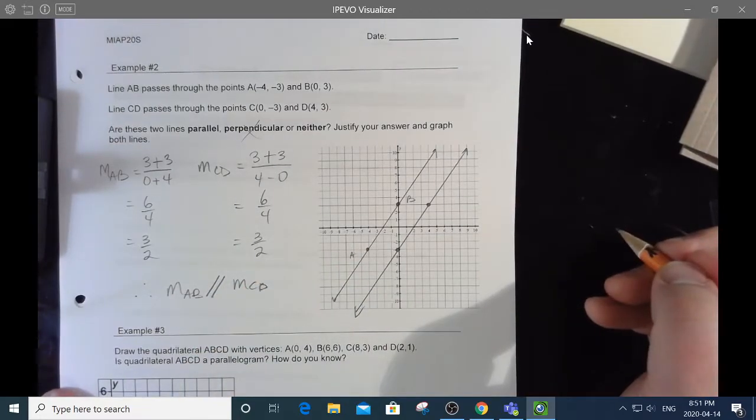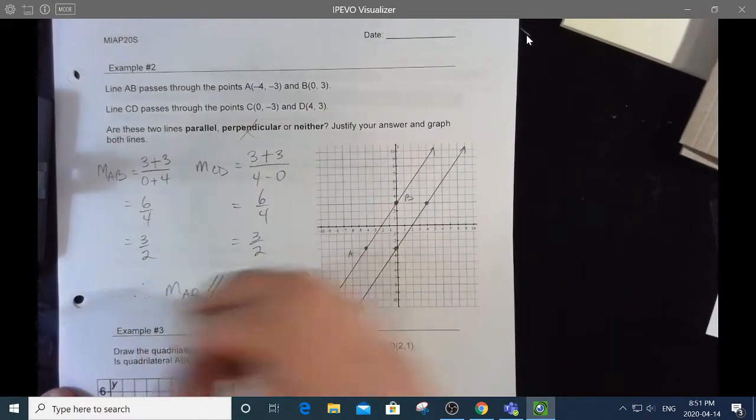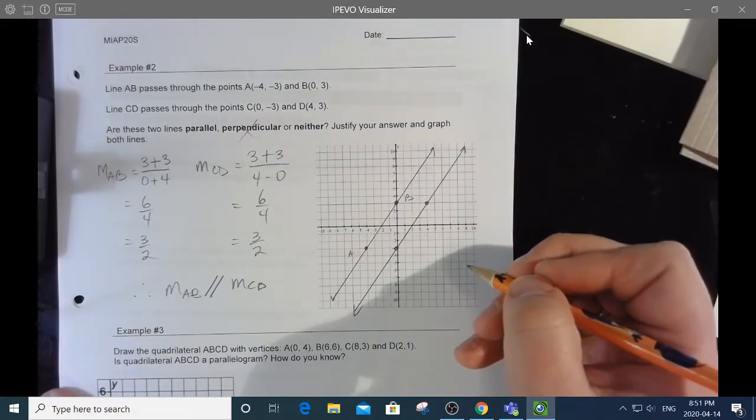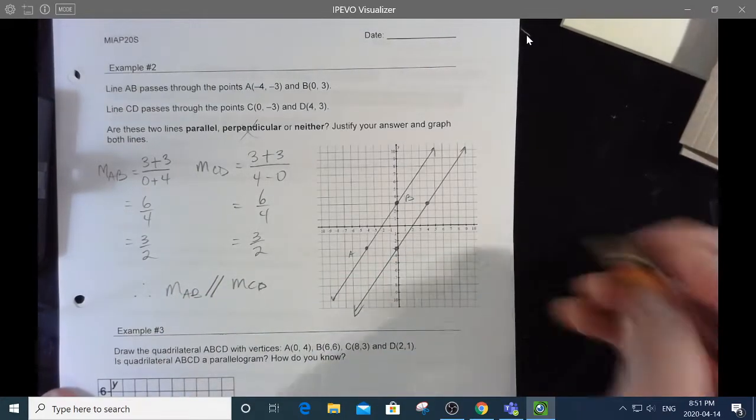That's the symbol for parallel. That's the symbol for therefore. That's the symbol for the letter M. Okay, we all understand our symbols.